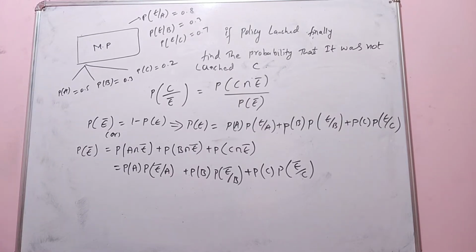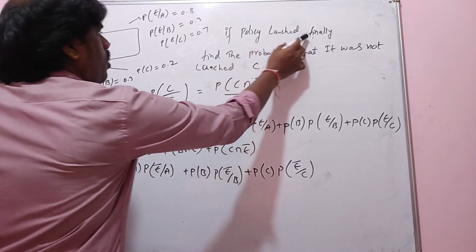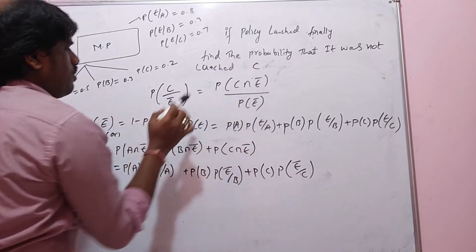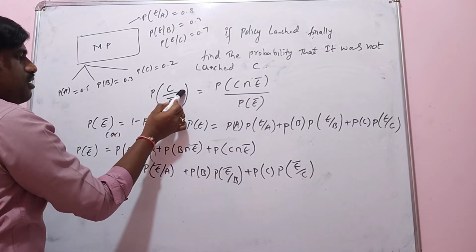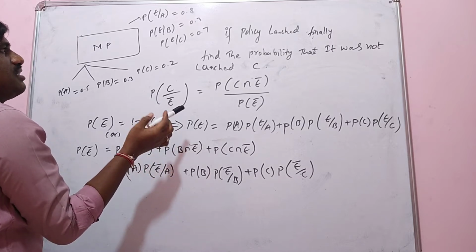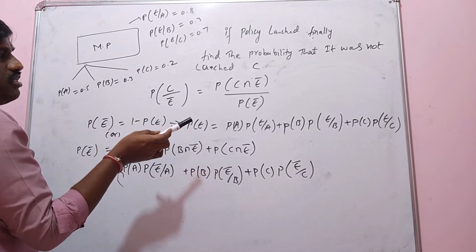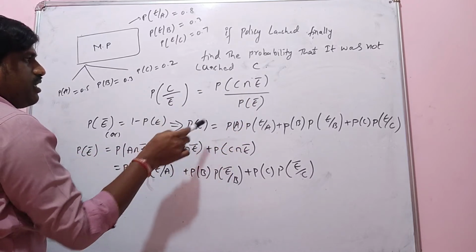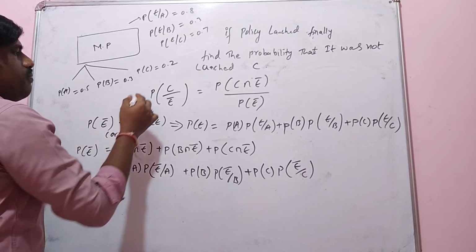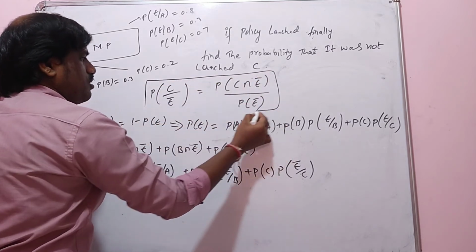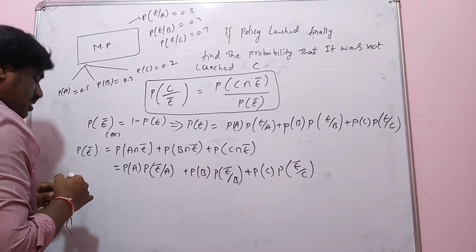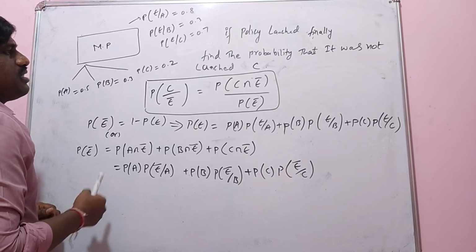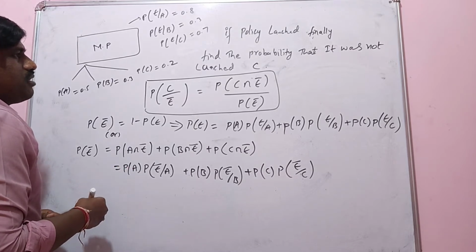Now here you can see, dear students, the policy is launched, and we have to find the probability that it was not launched by C. If it is not launched by C, we write probability of C upon E bar, because E is launched, so E bar means not launched. So probability of C intersection E bar upon probability of E bar, you will get the answer from Bayes theorem. E bar means E did not launch.